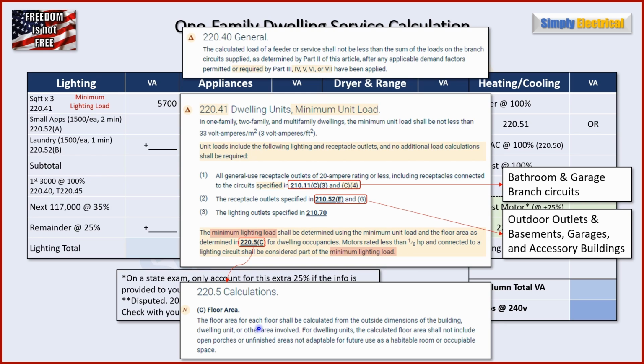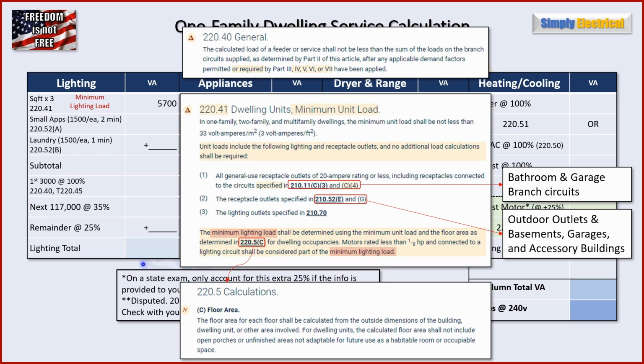The floor area for each floor shall be calculated from the outside dimensions of the building, dwelling unit, or other area involved. For dwelling units, the calculated floor area shall not include open porches or unfinished areas not adaptable for future use as a habitable room or occupiable space. Okay, so that's pretty self-explanatory. That tells us how to calculate floor area. So what this is telling us here is we need to take this 3 volt-amperes per square foot and multiply it by our floor area, and that determines what our minimum unit load is.